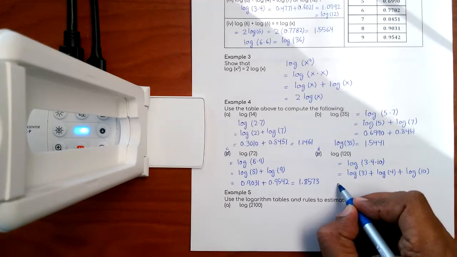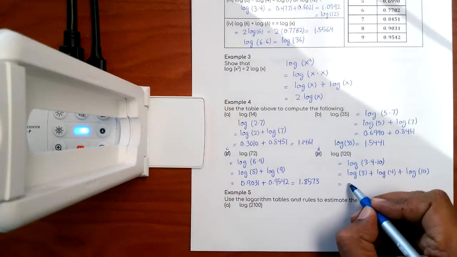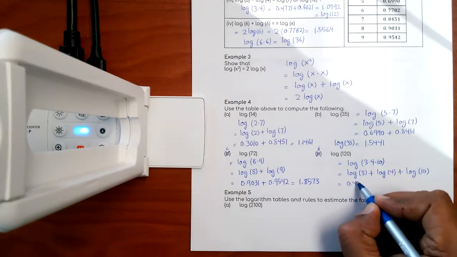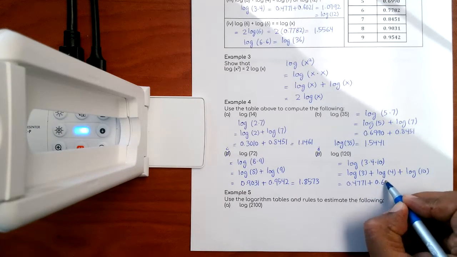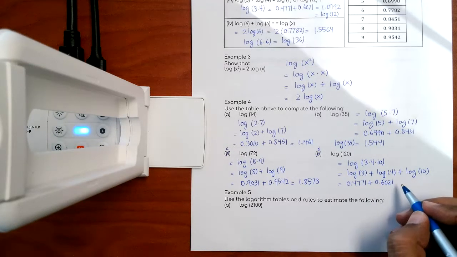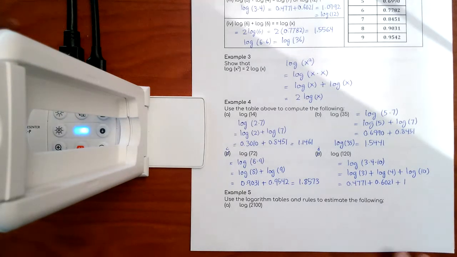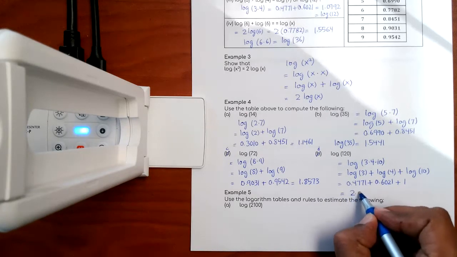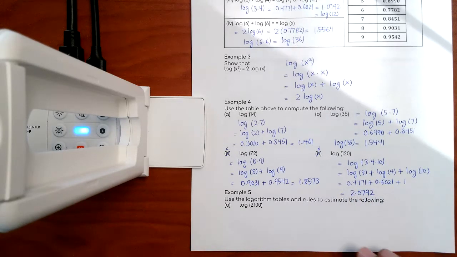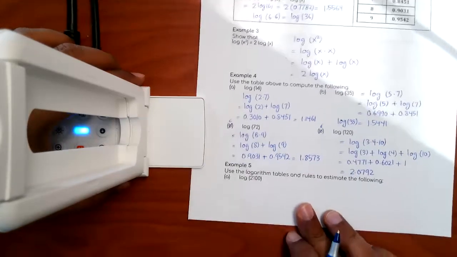Okay, so now log of 3 is 0.4771, log of 4 is 0.6021, and then I will have log of 10 as 1. So 0.4771 plus 0.6021 plus 1. So my answer is 2.0792. That will be my log of 120.